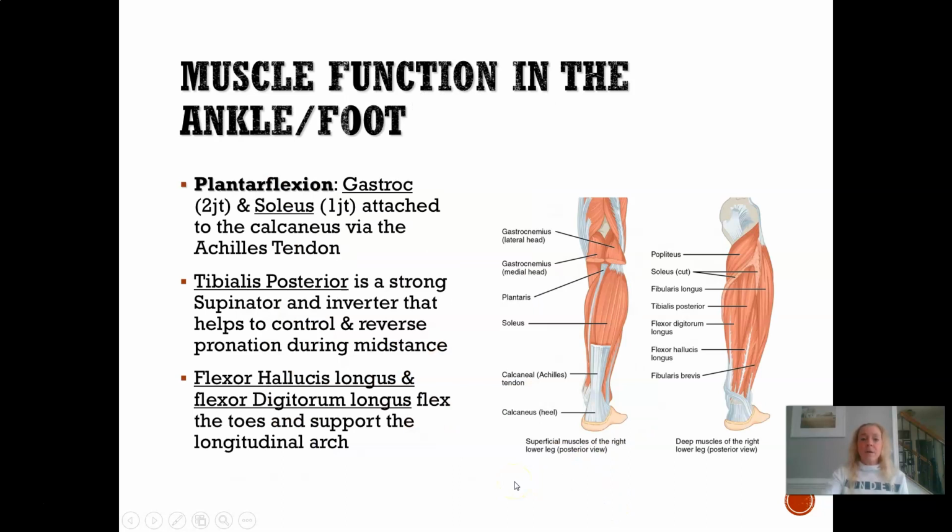So the major muscles of the foot and ankle, we'll go through by motion. Looking at plantar flexion, that is primarily controlled by your gastroc and soleus complex. They attach to the calcaneus by the Achilles tendon. We also have tibialis posterior that runs on the posterior aspect of the leg. This helps to supinate the foot, inverts the foot, and helps to reverse pronation. So we'll talk a little bit about that one later, but tibialis posterior, as it runs underneath the foot, also helps to support the longitudinal arch of the foot, as does flexor hallucis longus and flexor digitorum longus. Besides supporting the arch, they also will help to flex the toes.